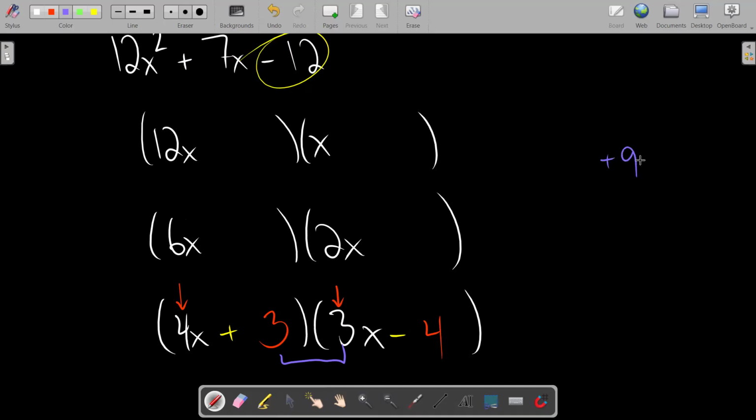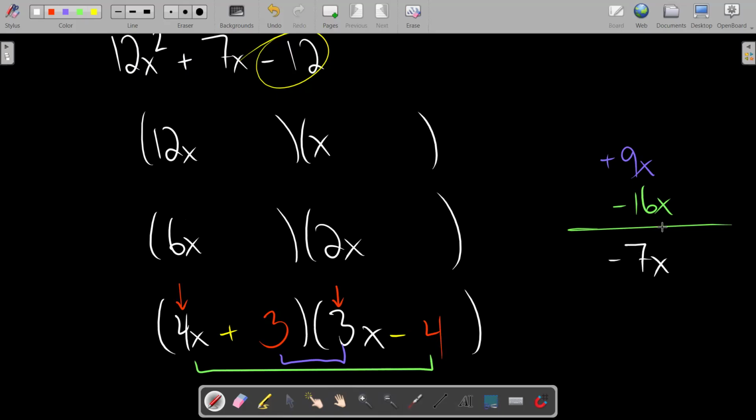It's just 9. And what is 4 times -4? And what's 9 minus 16? -7x, right? So the good news is that we just have to switch the signs. So we're going to switch it to 4x minus 3 and 3x plus 4.